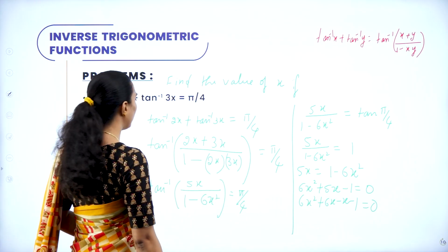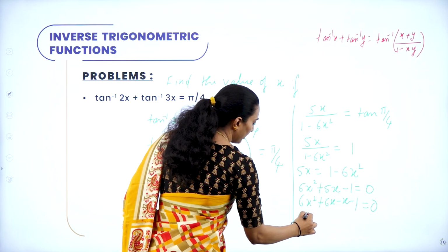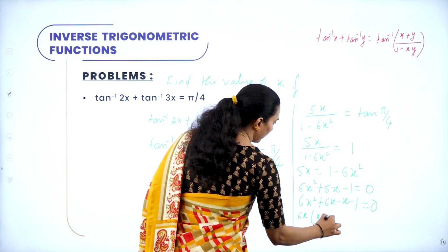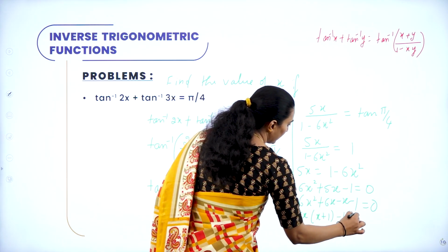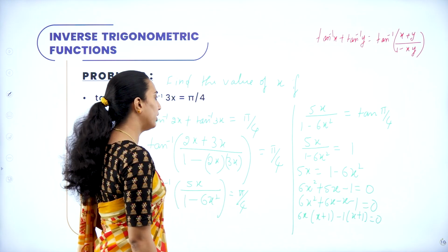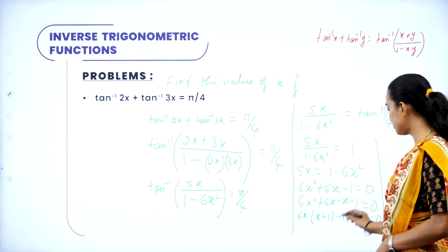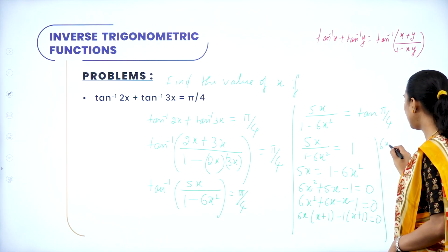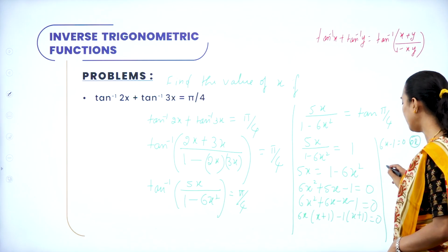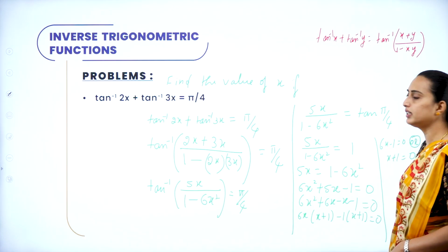Right? So therefore here I am going to write 6x will be taken in common. Therefore you are going to have what? x plus 1 minus 1, you can take it as x plus 1, isn't it? Is equal to 0. Now we are going to have 6x minus 1 into x plus 1 equal to 0, so 6x minus 1 is equal to 0, or x plus 1 is equal to 0, isn't it?